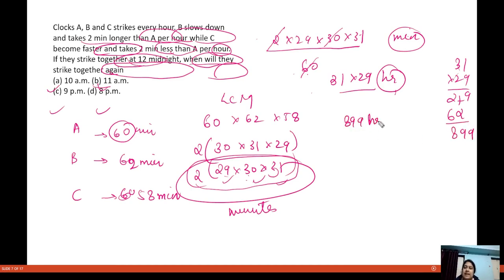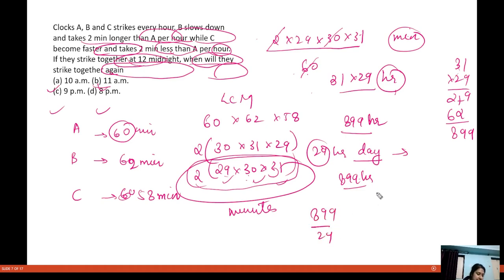So after 899 hours, they will strike together again. Now what is 899 hours? How will you find it? See, 899 hours means so many days have passed. Since there are 24 hours in a day, in 899 hours how many days are there? So just divide 899 by 24.